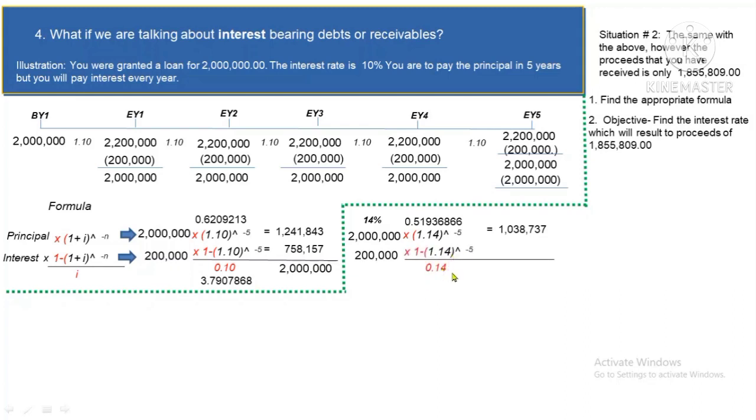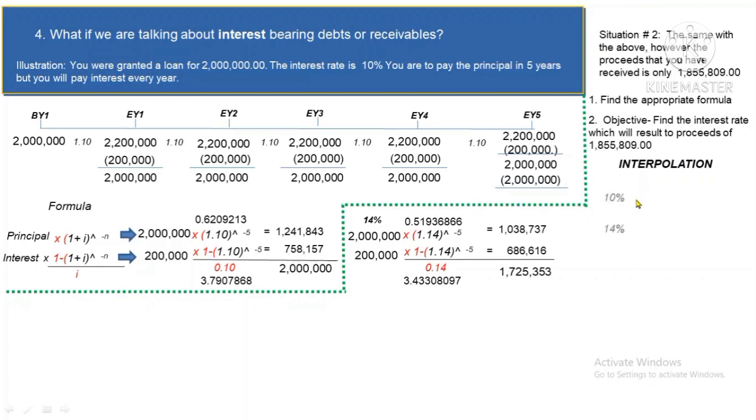divided by 0.14. So we have 3.43308097 times 200,000. Then the answer is 686,616. The sum of these two is 1,725,353. So that's it for trial and error. Let's go now to interpolation.